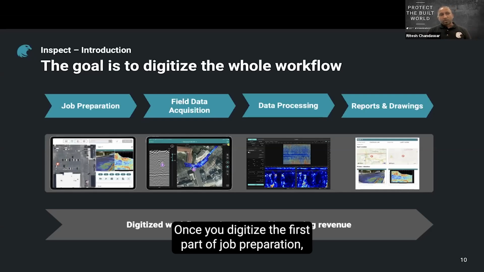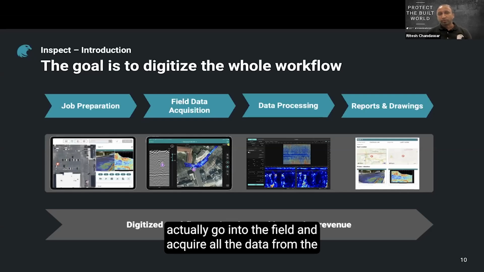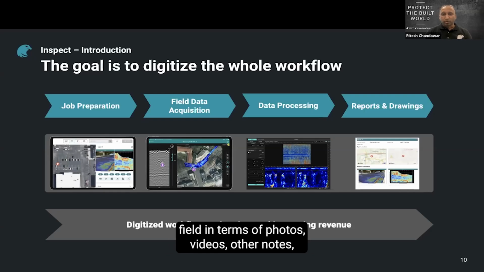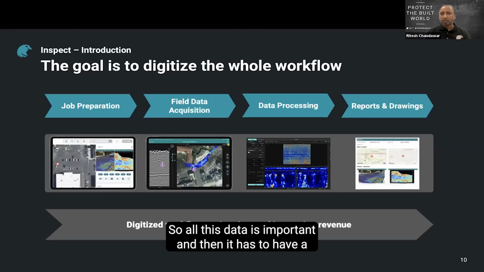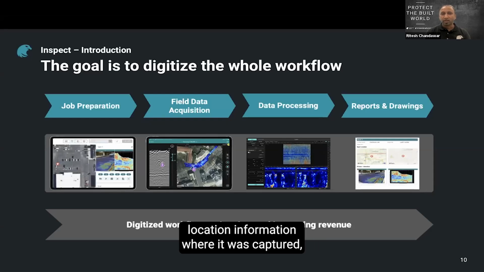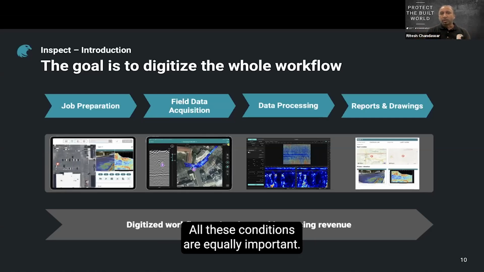Once you digitize the first part, job preparation, the field data acquisition is the important stuff, where you actually go into the field and acquire all the data in terms of photos, videos, and the notes you will be taking to write down the conditions you are observing on the site. All this data is important, and it has to have location information, where it was captured, when it was captured, and by whom. All these conditions are equally important.